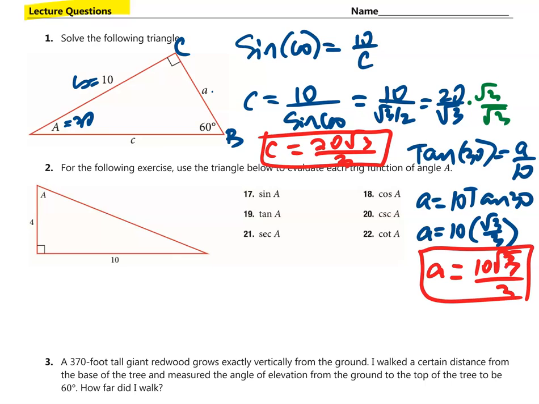So now we have the three sides. A is 10 square root of 3 over 3, B is equal to 10, and C is equal to 20 square root of 3 over 3. Okay.